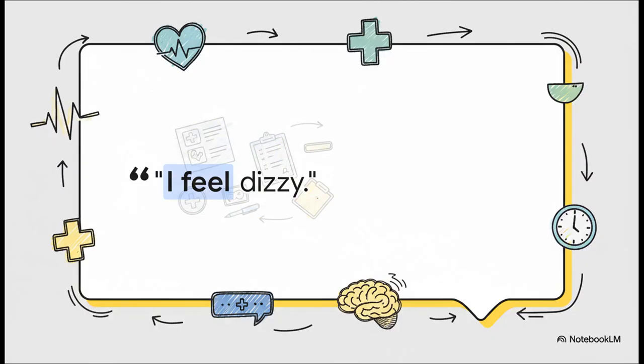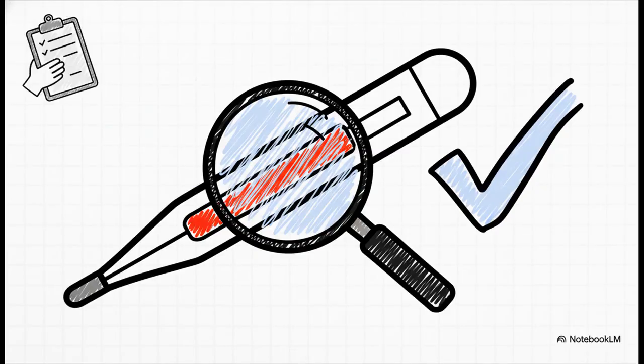And here's a perfect example of subjective data. You can't put a number on dizzy, can you? It's the client's own experience, and your job is to report it exactly as they said it, which is why we often use quotation marks. Now compare that to this. A temperature reading. That is pure objective data. It's a hard fact. Anyone with a thermometer could walk in, take the temperature, and get the same result. It's not an opinion, it's a measurement.